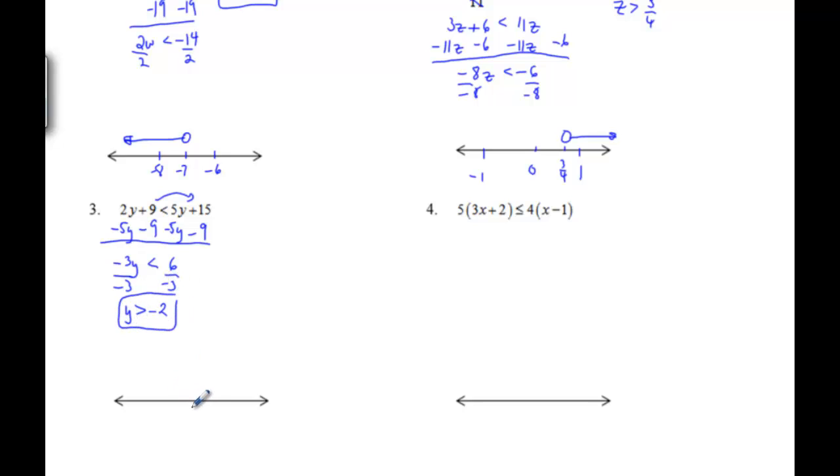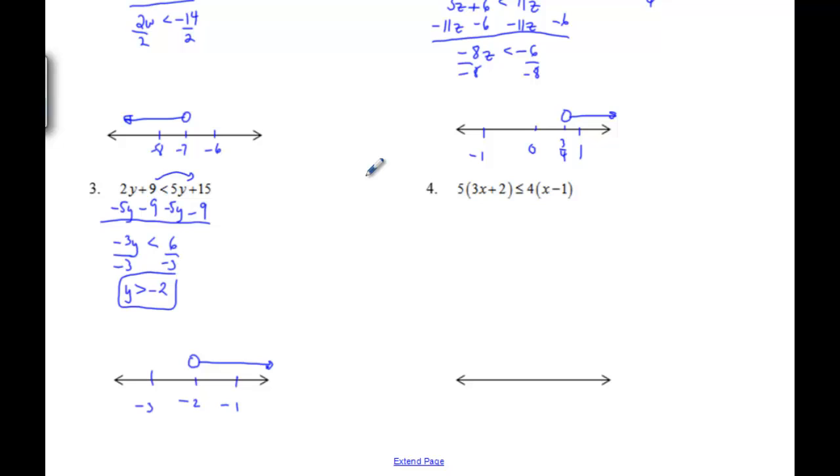Okay. So if I go here, put a -2, we'll put a -3, and put a -1. We're going to go open circle on -2. We're graphing everything that is this way, or greater than.